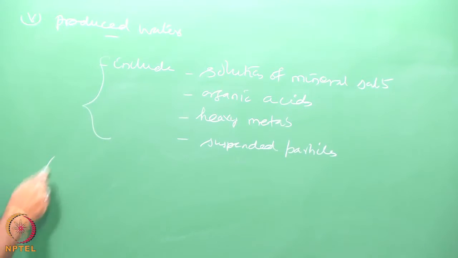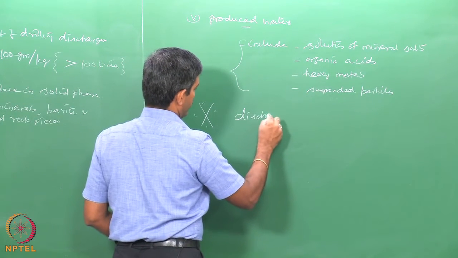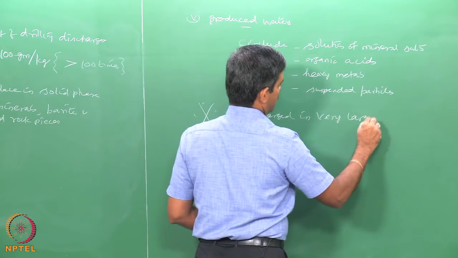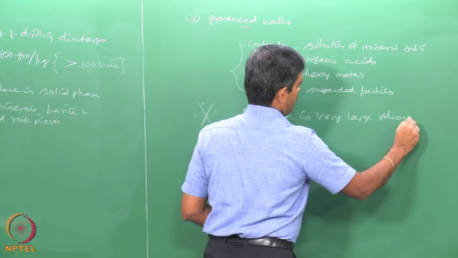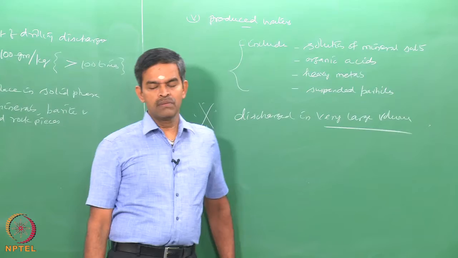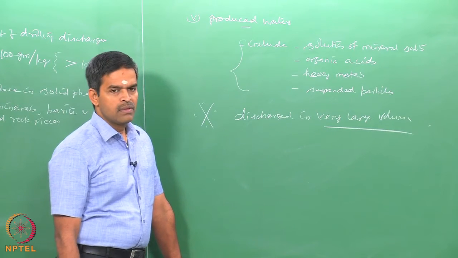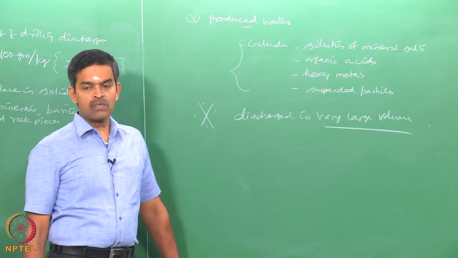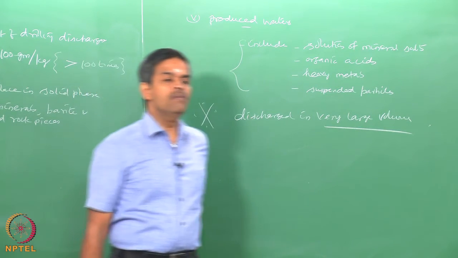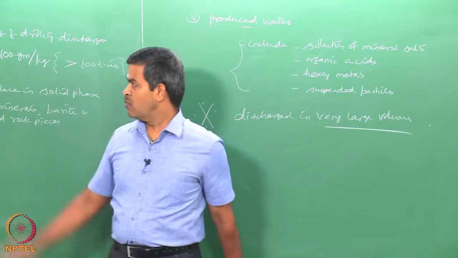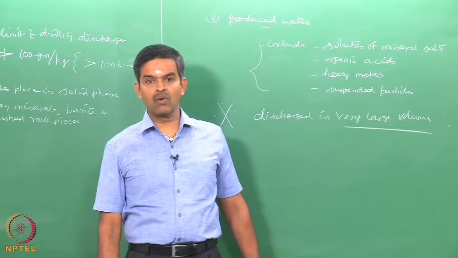The very big issue about the produced waters is they are discharged in very large volume, that is the problem. The quantity is a difficulty. Now, the question comes, oil spill, drilling discharges, produced waters are unavoidable, they have to be dispersed in the environment. Of course, there are regulations based on which they can be controlled.